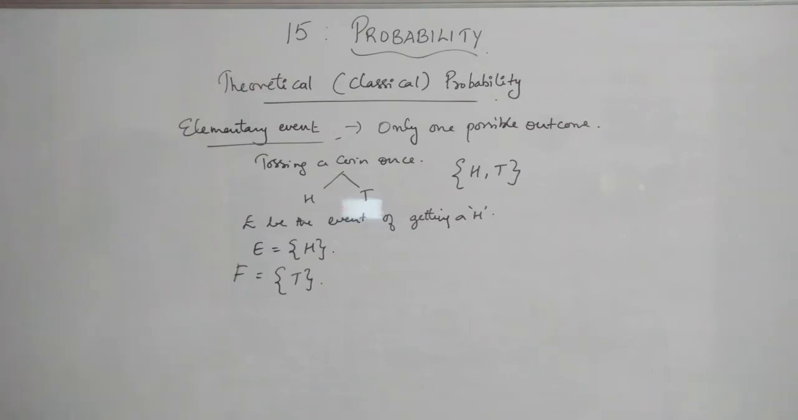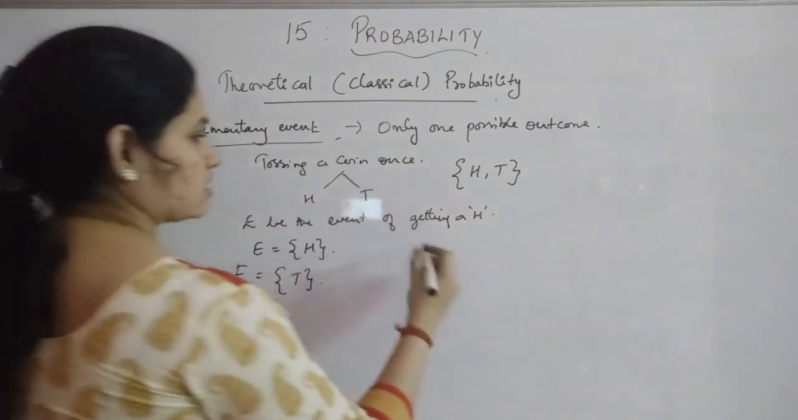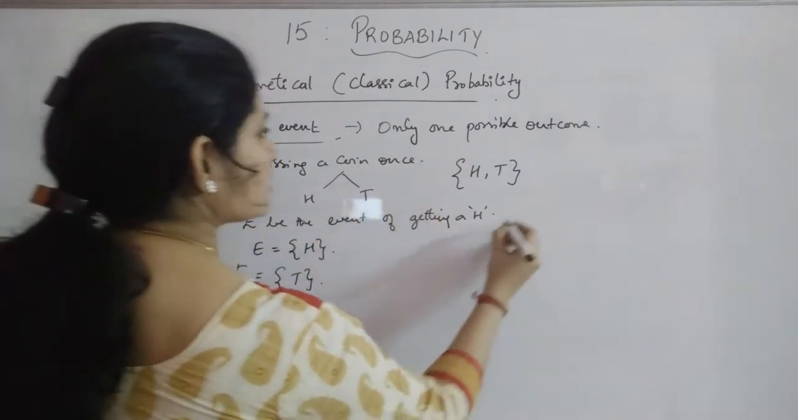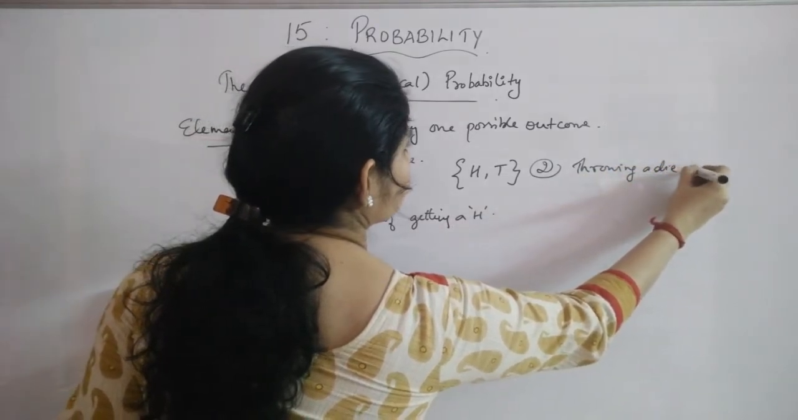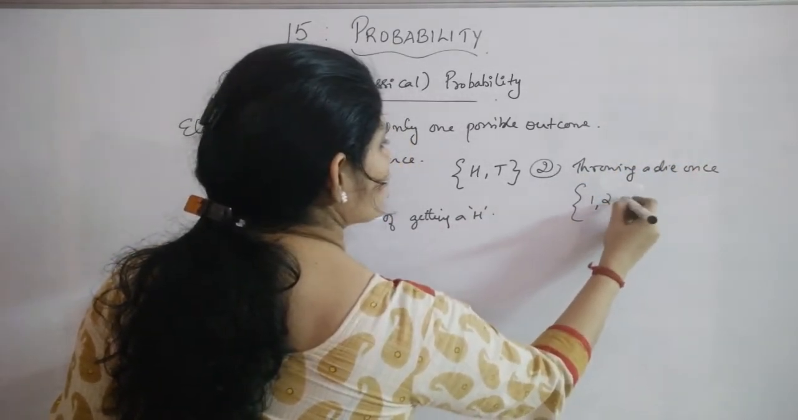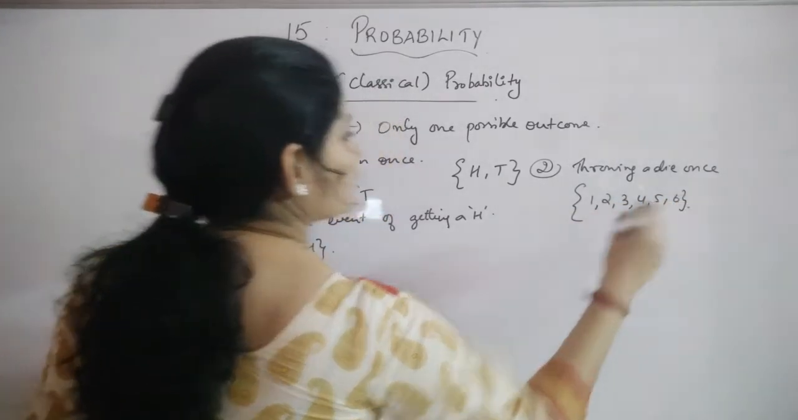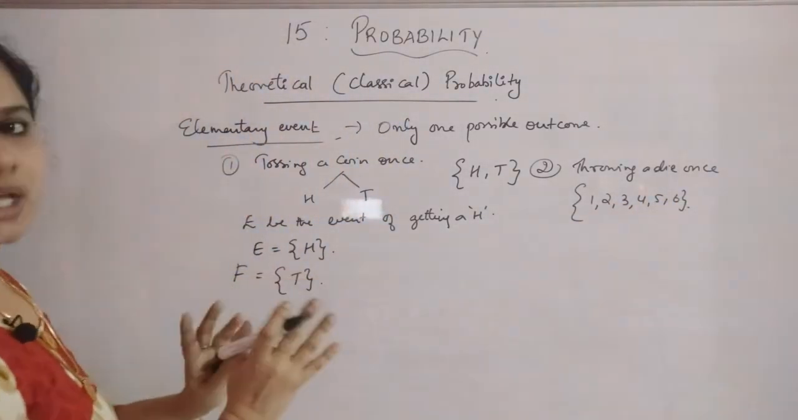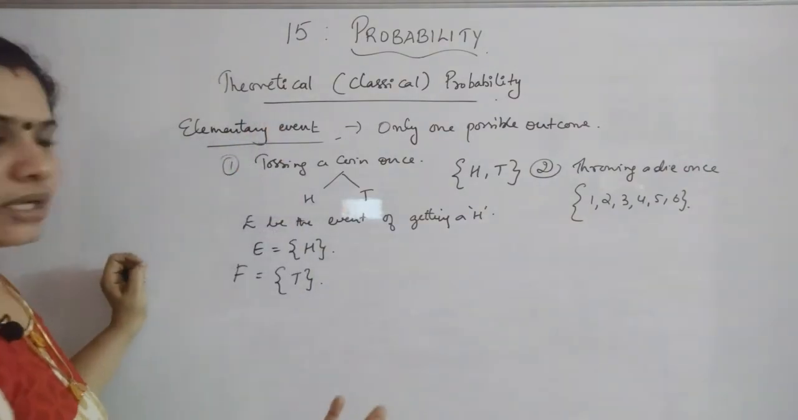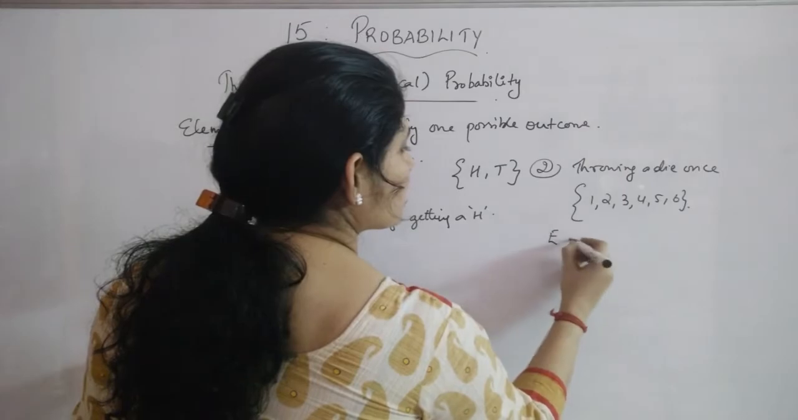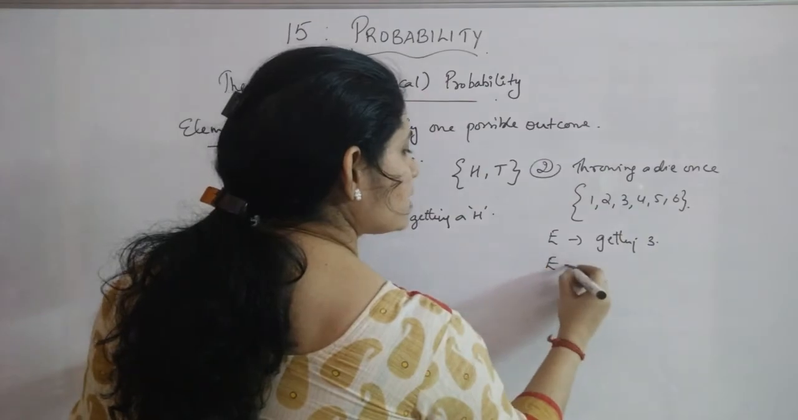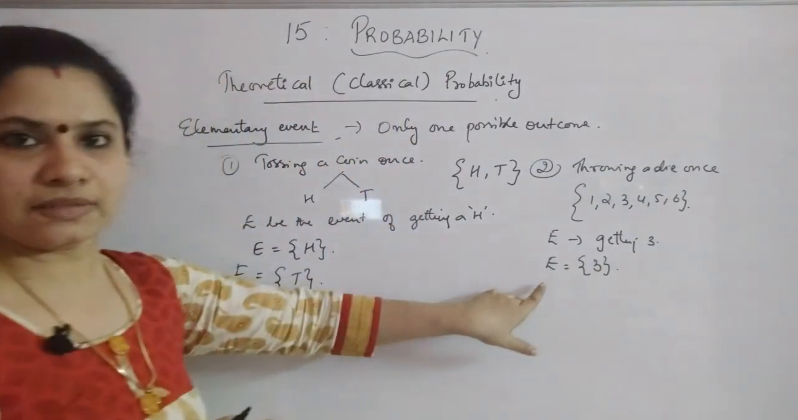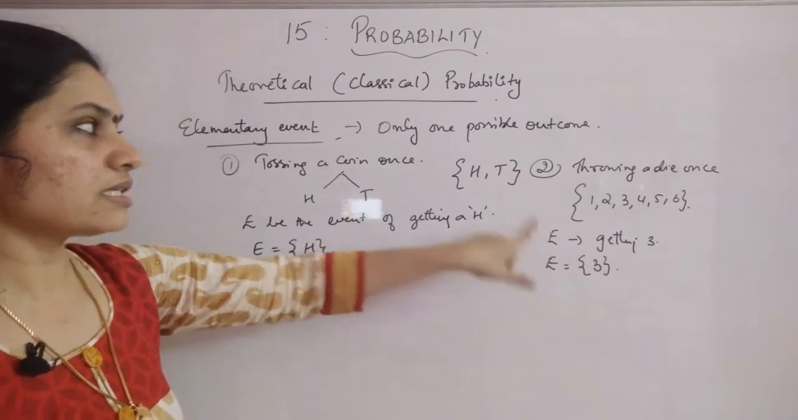If you consider another example, that is throwing a die once, this is one example for an elementary event. If you are throwing a die once, you will get the possible outcomes as 1, 2, 3, 4, 5, 6. Now I will just tell you the difference between what is an elementary event and what is not. If I am taking E as an event of getting a 3, then I will get E as only 3 in the event, right? So here this E is an elementary event.